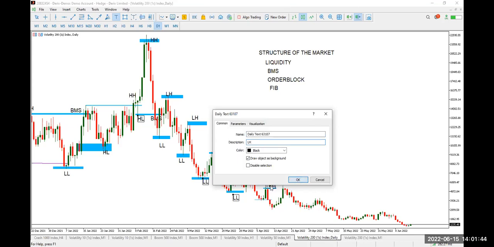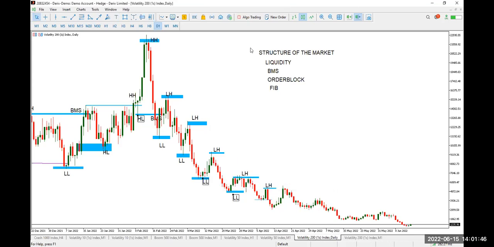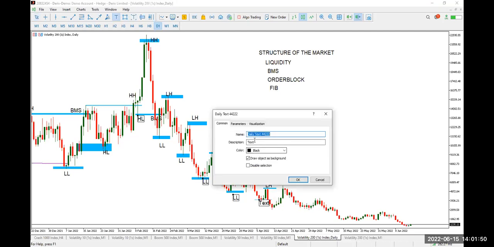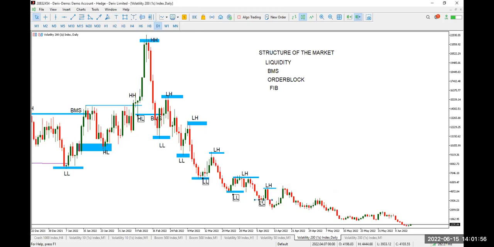So the lower high here, lower high and a lower low here. Look at it. It gave us a lower low here. Now from this lower low, the market also went down and gave us another lower low here in this place. There's a lower low here. There's also a lower high here. You see, it's a lower low there. There's a lower high there.